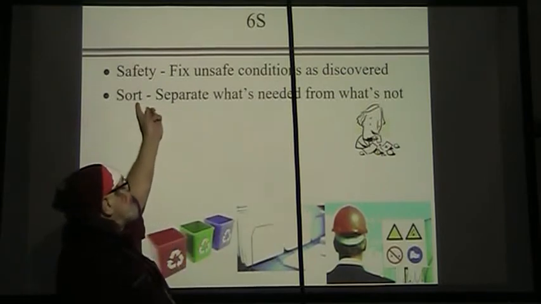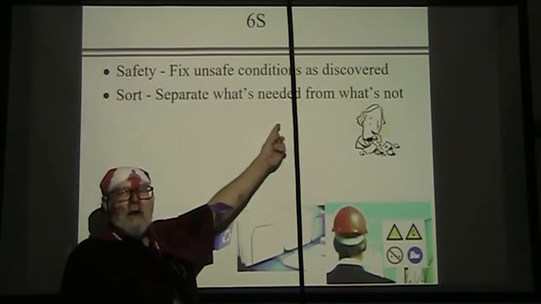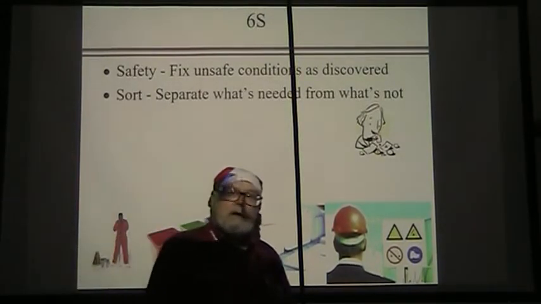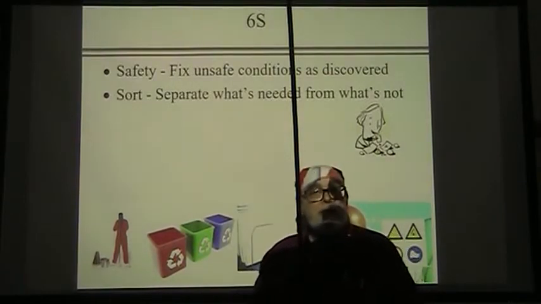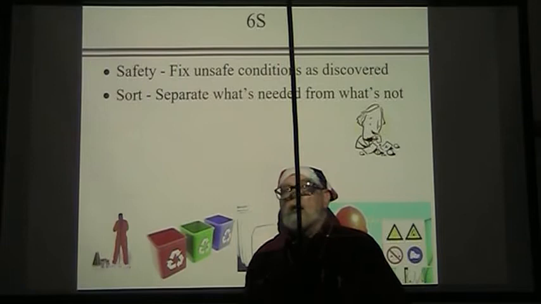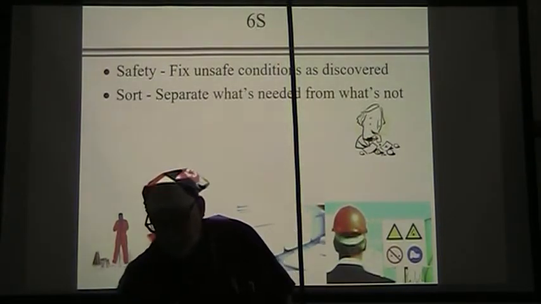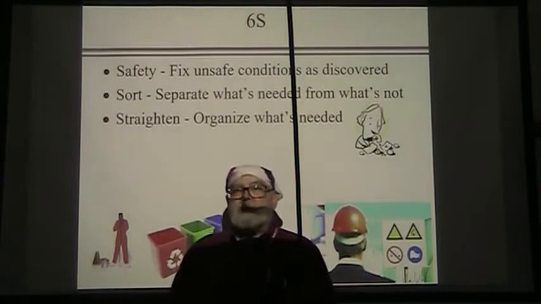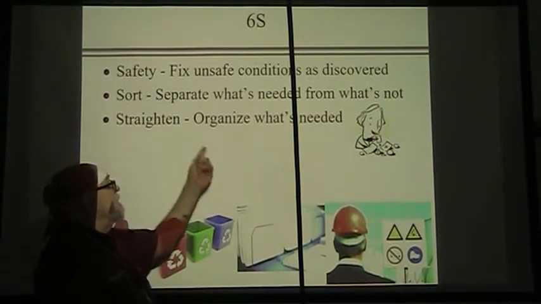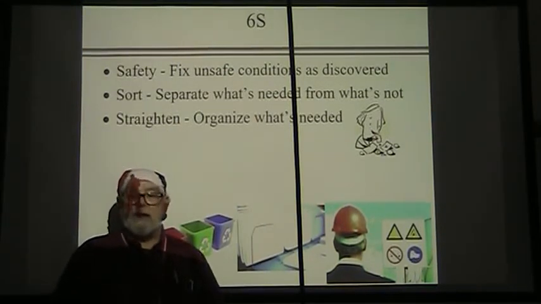What we do first is we pull everything out from where it's hiding and we sort it out. Because there's going to be things that are needed and things that aren't needed. And we need to take those things that aren't needed and put them in a red tag area. All right, so once we've figured out exactly what's needed, we organize it. Where are we going to put it?